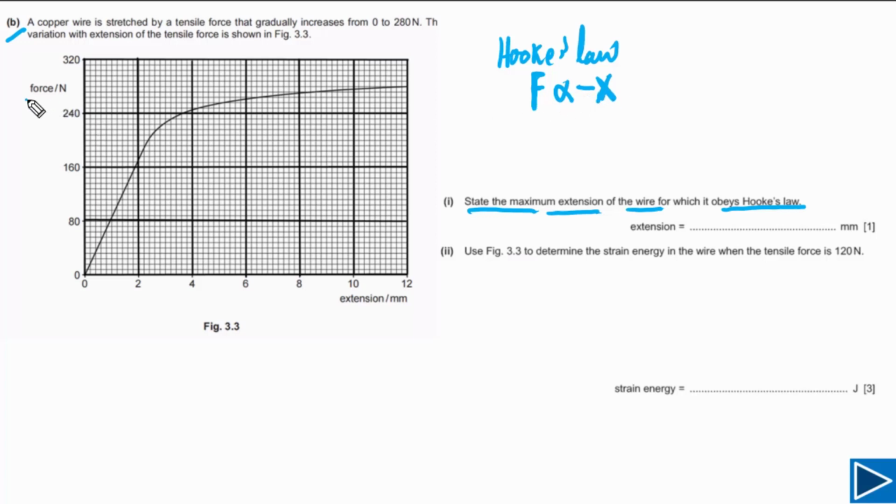The graph is given to us between force and extension. Now we need to find until where these two are directly proportional. If we look at this, until here it is a straight line. So Hooke's law is obeyed until this point. Now we need to find the value of extension, and we can read it directly from the graph. This is about 2.2 millimeters.